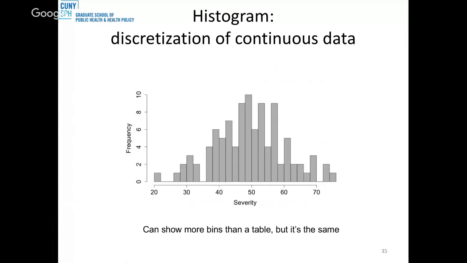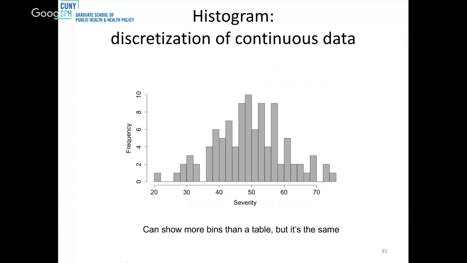But this binning forms the basis also for this kind of plot, which is called the histogram. And it's really a bar chart based on the discretization of scalar data.